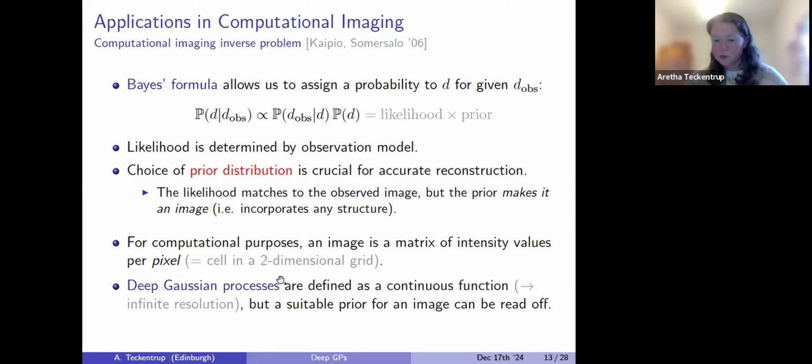Deep Gaussian processes are, of course, defined in continuous space. They are stochastic processes, so it's infinite resolution. The pixels that you have are infinitely small, but you can just read off the finite dimensional distributions to get a prior. I can talk more about that if that's not clear. But yeah, we're going to use a deep Gaussian process as a prior for the image.